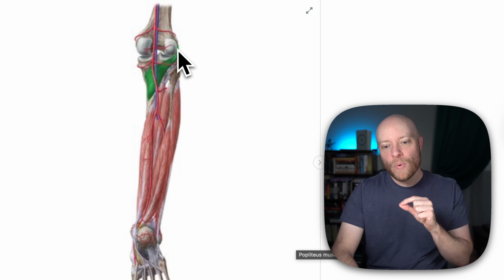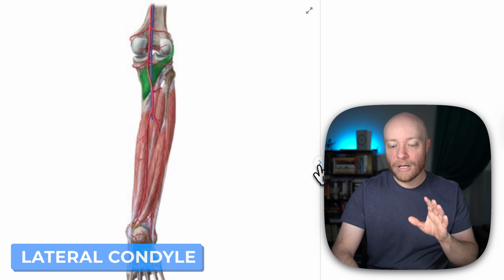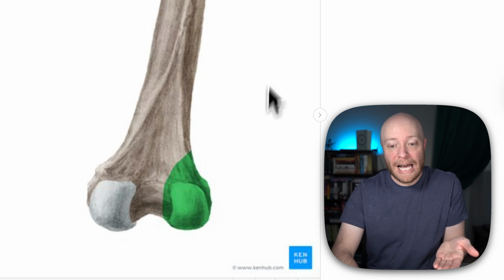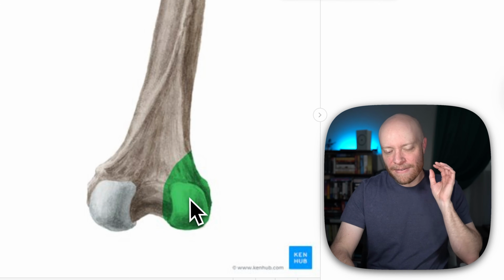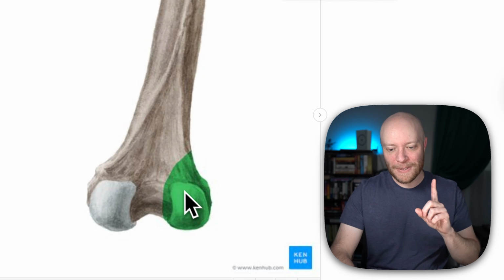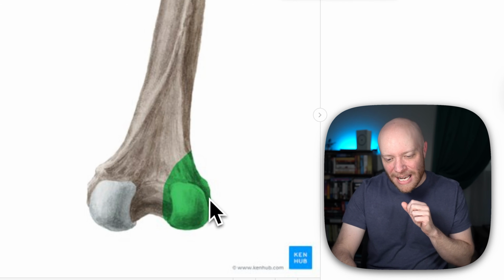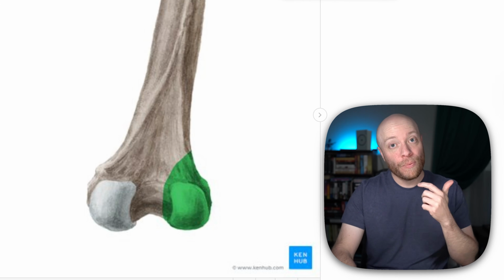Now, it is going to be originating on what is called the lateral condyle of the femur. And I'm going to go ahead and show you that right here. So this is the lateral condyle. Condyle just means knuckle, and that is a fantastic name for this bony landmark here on the femur. But there's just this side here, and this is mostly where the popliteus is going to be originating.